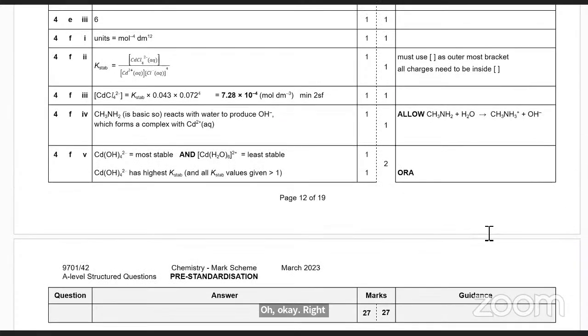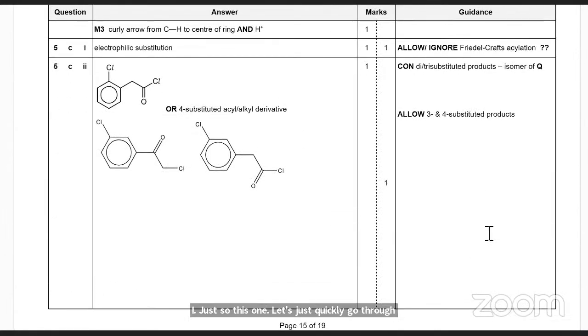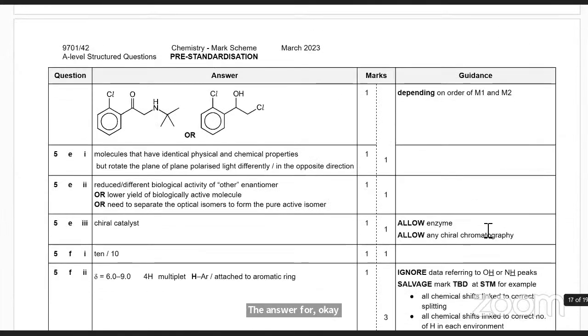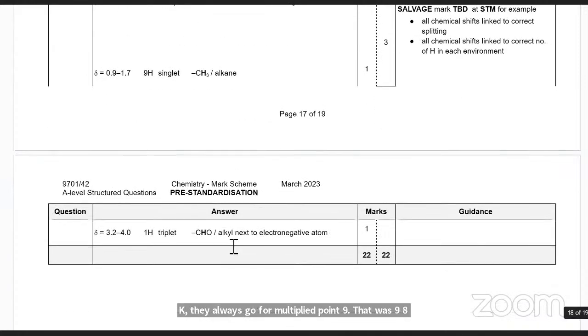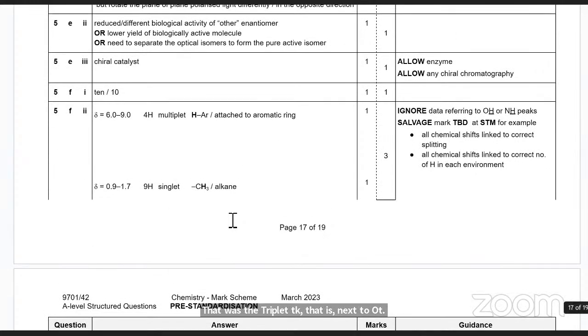As I said, let's just quickly go through the answer for this one. So 6 to 9, benzene is a multiplet. They always go for multiplet. 0.9 was the 9H singlet; we did that. CH3 was the environment, and the last one was the 1H. That was the triplet, and that is next to O. We went to alkyl next to an electronegative atom, so that's 3.2 to 4. So we answered all of that.